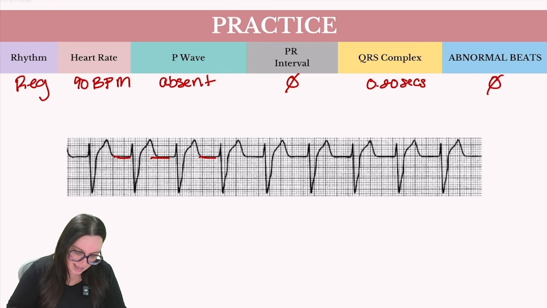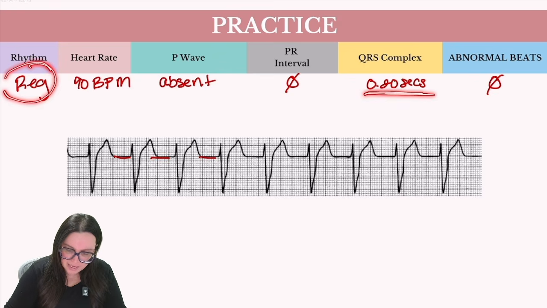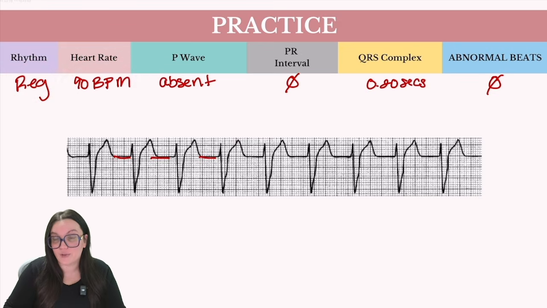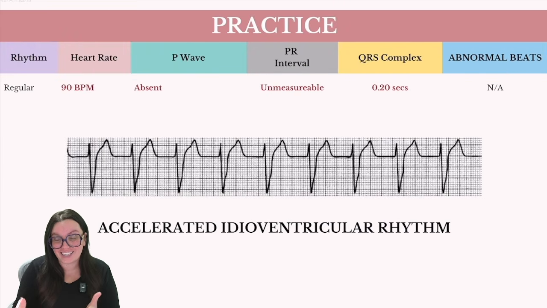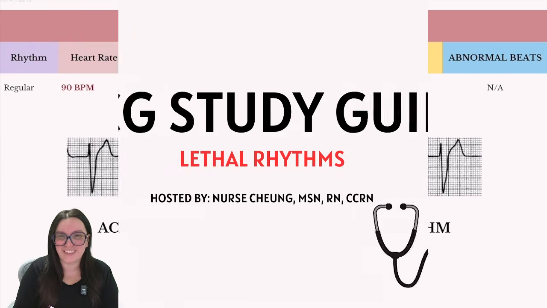So based on what I have, a regular rhythm with a big, wide, ugly QRS complex, but it's approximately 90 beats per minute. So remember, anytime it's greater than the intrinsic rate, but less than 100, we're going to call this rhythm an accelerated idioventricular rhythm.